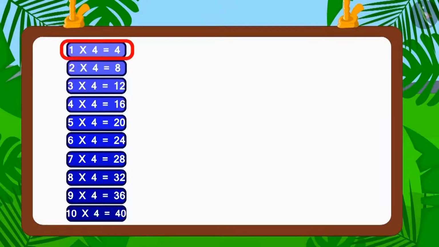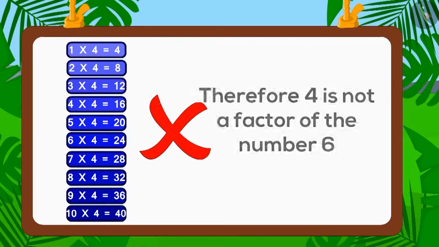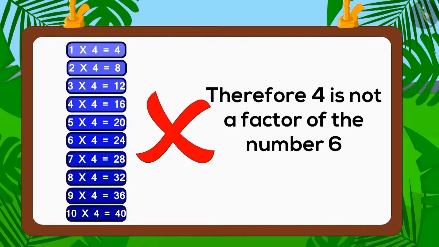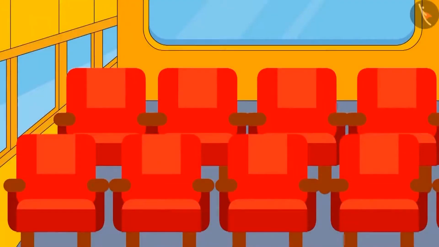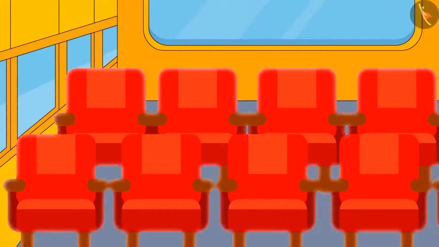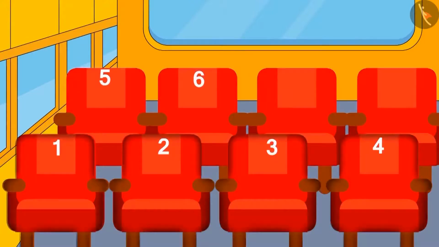Does the number 6 appear in the table of 4? No. Therefore, 4 is not a factor of the number 6. In other words, if in a bus 4 people sit in each row, then 6 people will be able to sit in 2 rows. But the number of people in each row will not be equal.